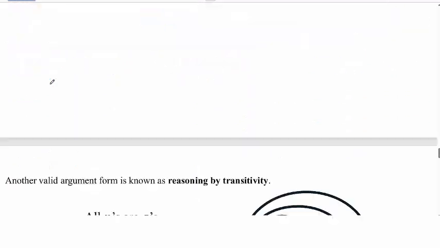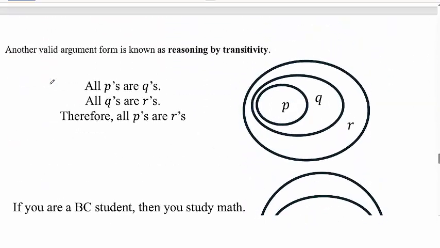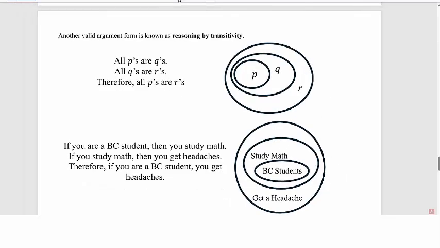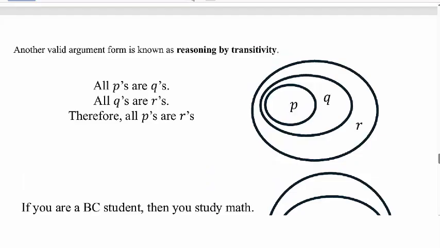Okay. All right, one more argument form that I want you to learn, and this is my favorite argument form. I think everyone should be familiar with this argument form. It's called reasoning by transitivity. So it says that if you know all P's are Q's and you know all Q's are R's, then that must mean that all P's are R's.